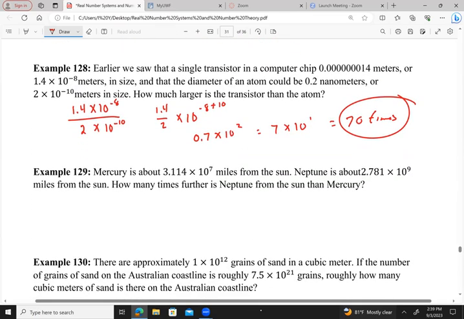Okay. Mercury is about 3.114 times 10 to the 7 miles from the sun. Neptune is about 2.781 times 10 to the ninth miles from the sun. How many times further is Neptune from the sun than Mercury? So, same principle. 2.781 times 10 to the ninth over 3.114 times 10 to the 7th.